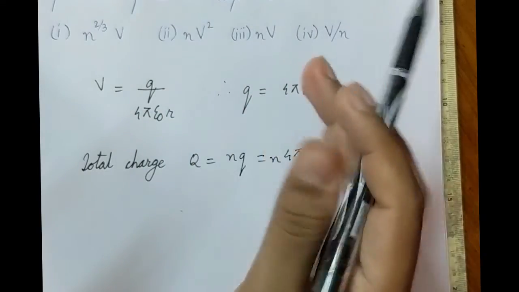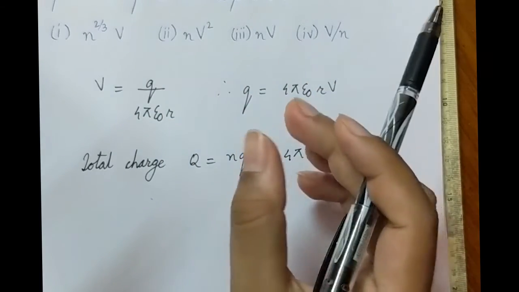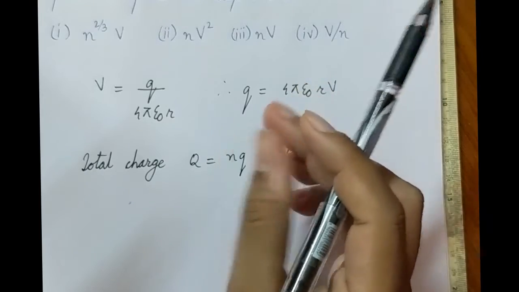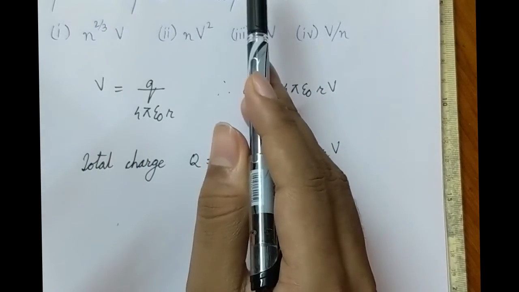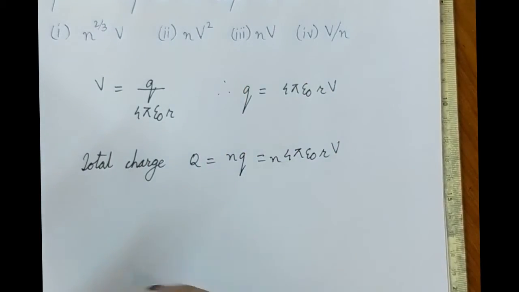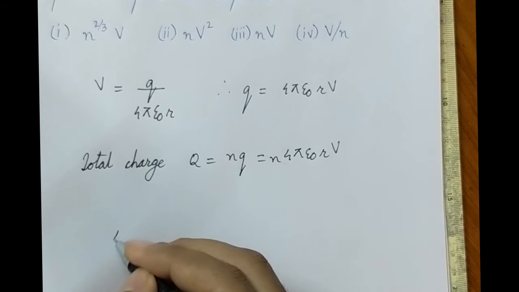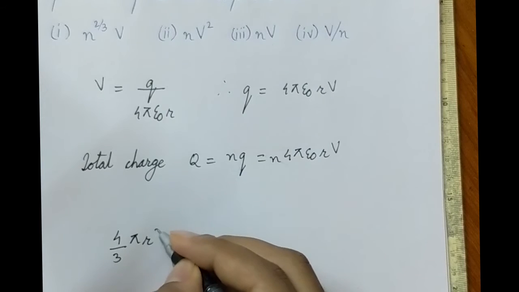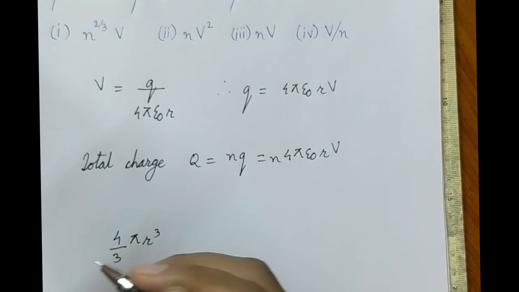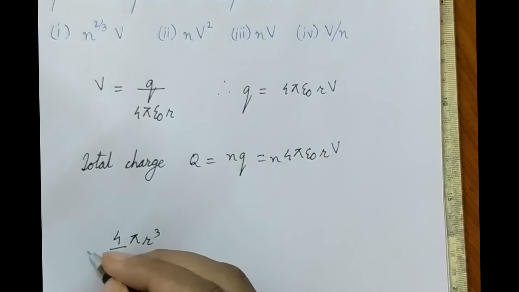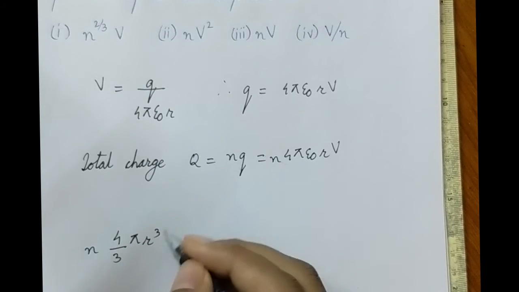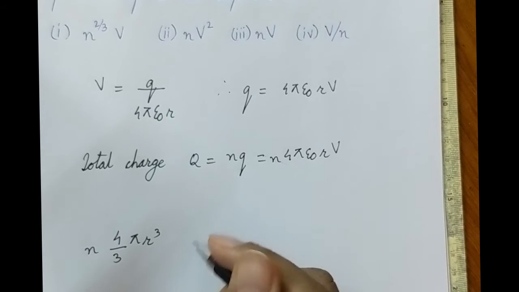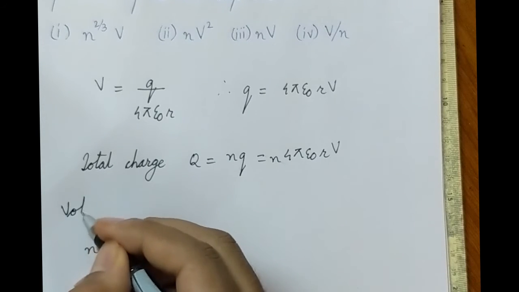When they all coalesce to one single bigger drop, the bigger drop has to have the same volume as the sum of the volumes of all of them. That means if you are equating volumes, the volume of each smaller droplet is 4 by 3 pi of r cube. There are n such droplets, so the total volume is n into the volume of each droplet.